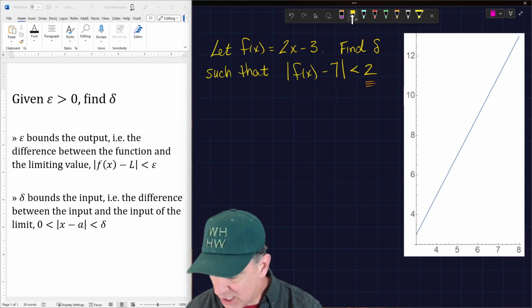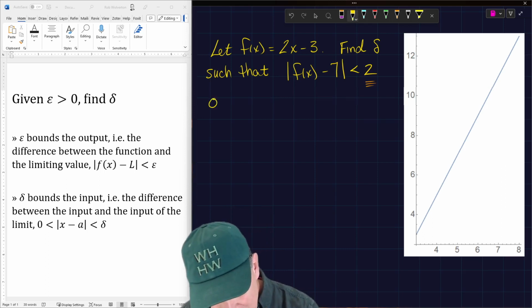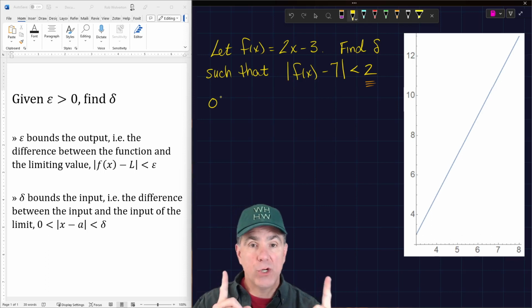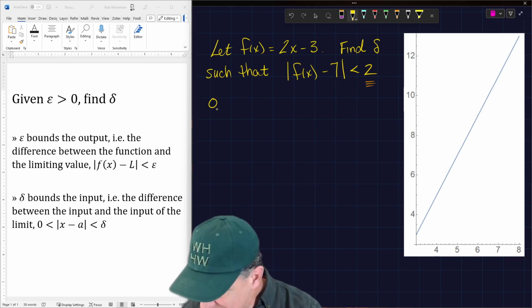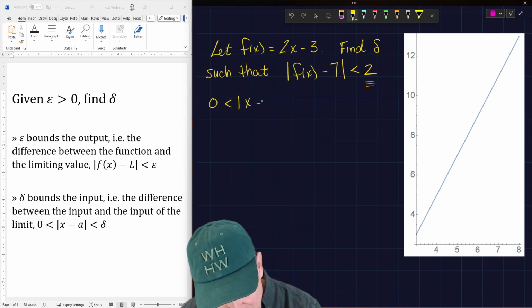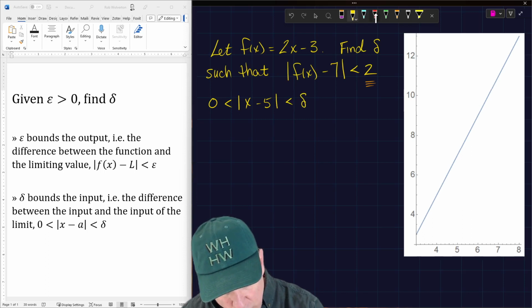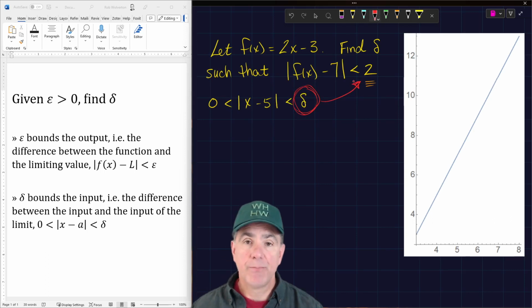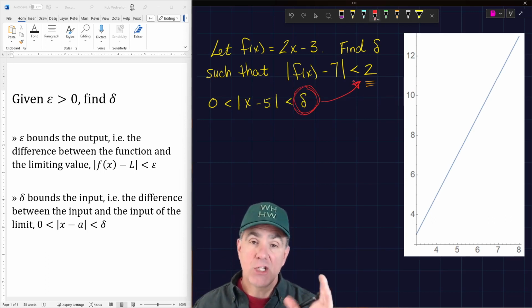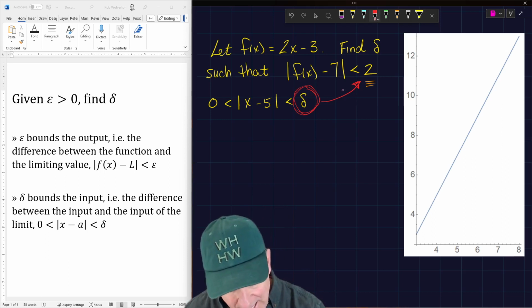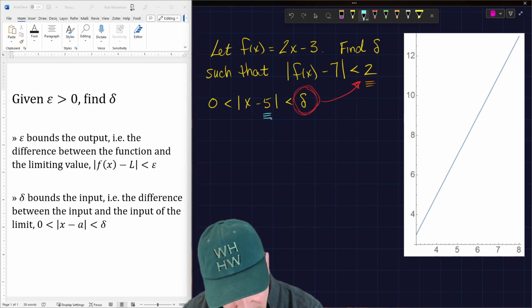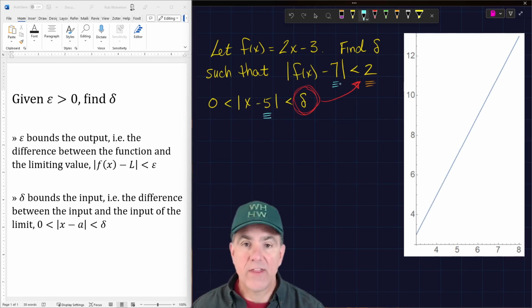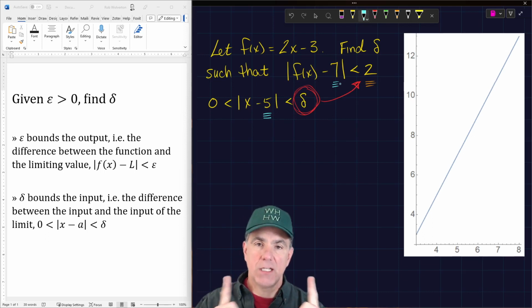They're giving us a little bit of additional information. They're telling us the value of A around which we're going to look for input values. So in this case, 0 is less than the absolute value of x minus 5, and that's going to be less than some delta. So we're going to find the delta that is associated with this epsilon. Every epsilon has potentially a different delta and is associated with the value of 5 here. The value of 5 is the input that's corresponding with this limiting value. Those two things are linked to one another.